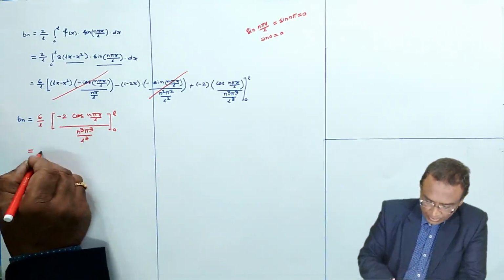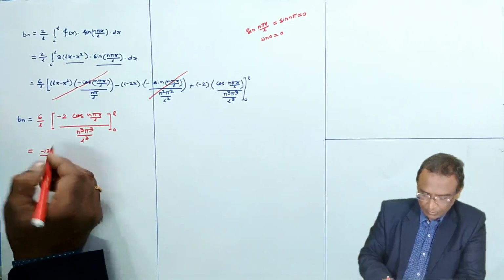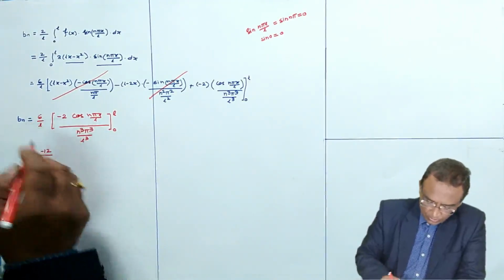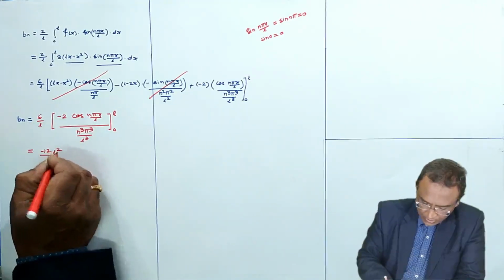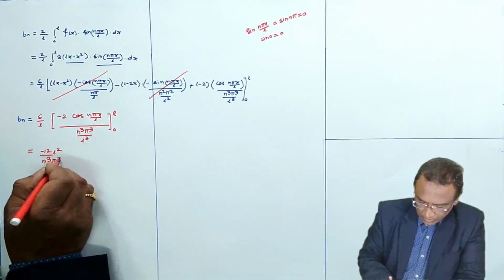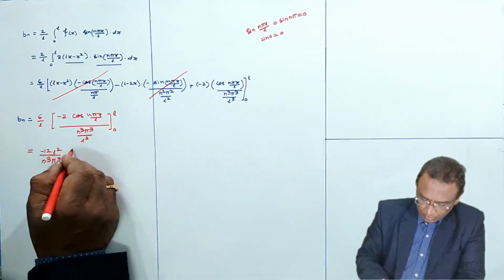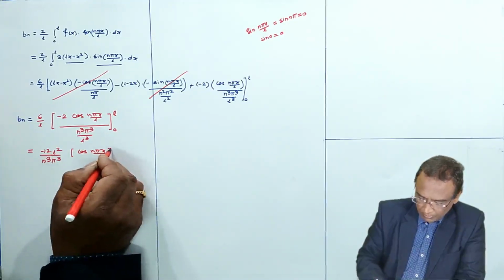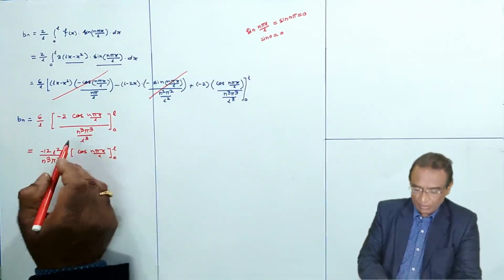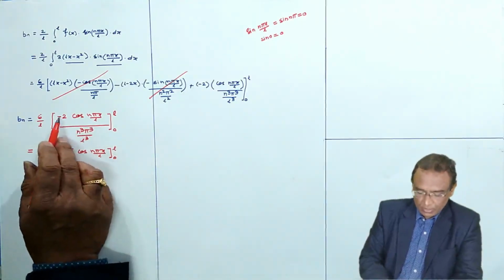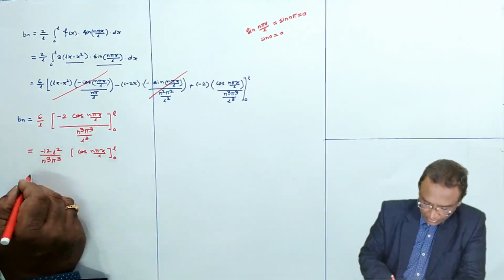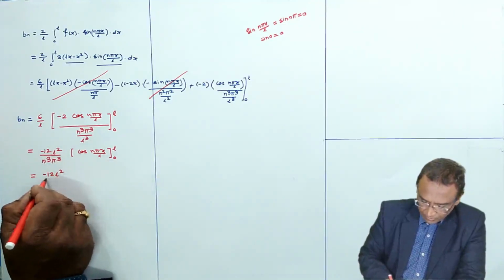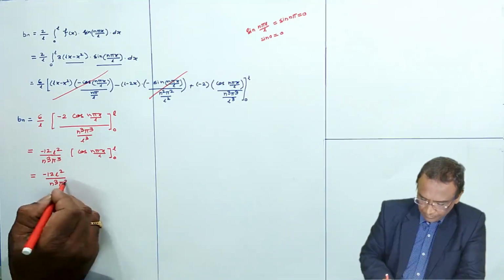Now minus 2 you can take outside. 2 into 6 is 12 with minus sign. L cube will jump in the numerator, therefore it will be L square, and n cube pi cube is in the denominator. The cos of n pi x by L is the variable term, it contains x. Minus 2 I have taken outside because it's free from x. Now, minus 12 L square by n cube pi cube.